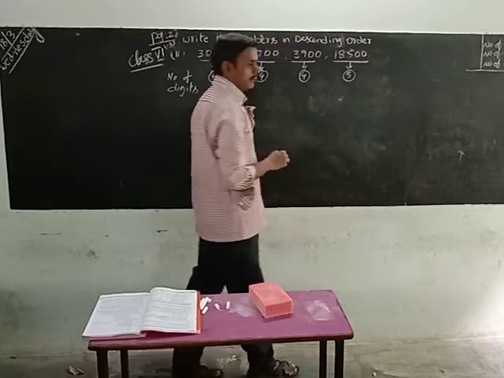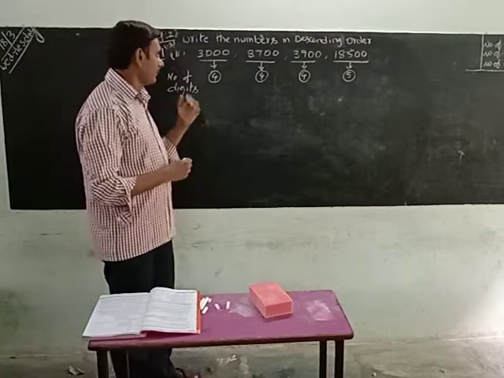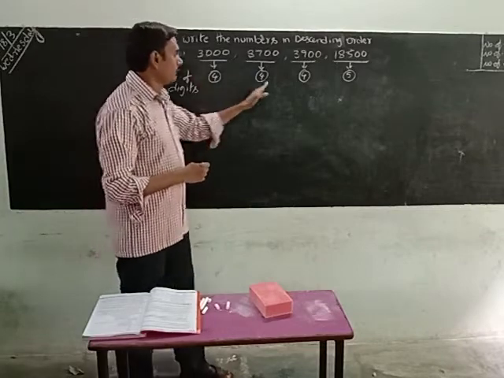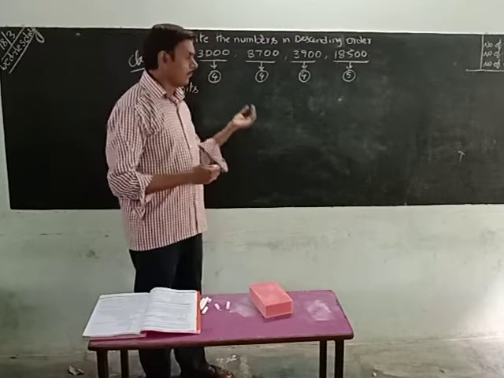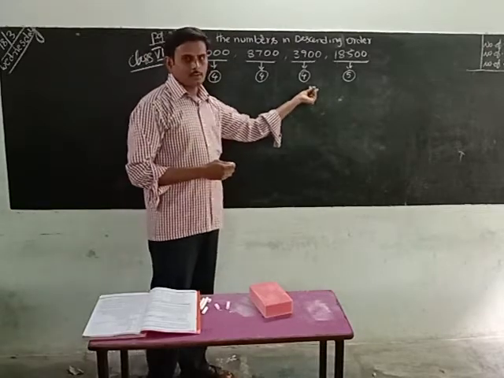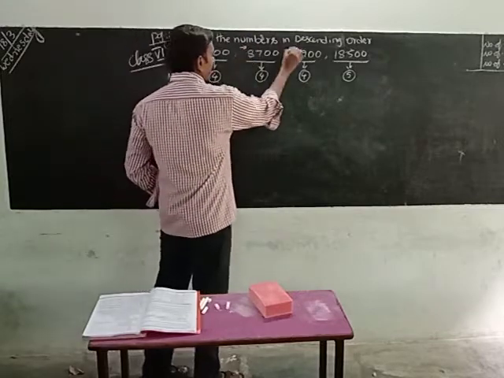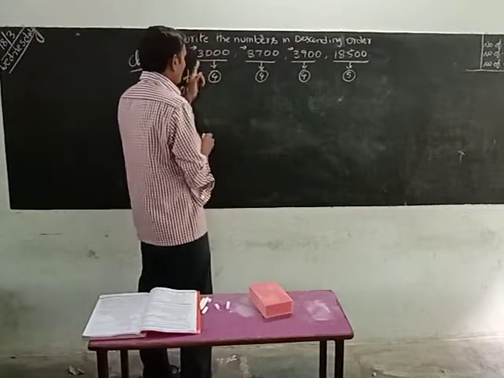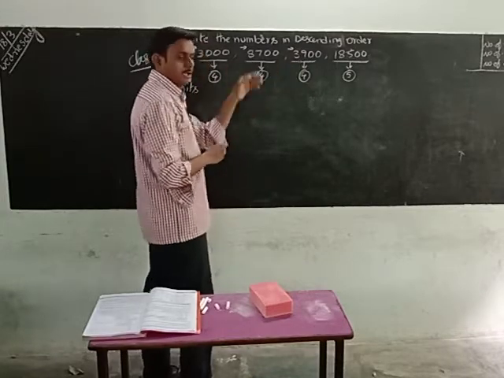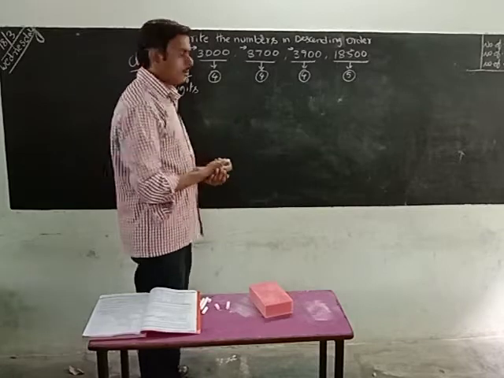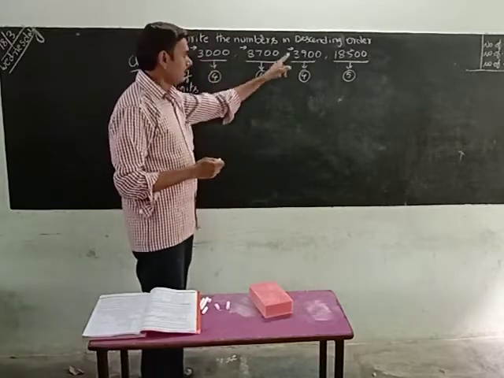Now I want to identify the order of the numbers. Here we have 4, 4, 4, 5 digits. Which is the smaller? The 4-digit number is smaller. How many 4-digit numbers are here? 3 numbers are there. Then we can compare from the left side onwards. What is the first digit here? 3, 8, 3. Which is the smaller? 3 is the smaller. Two numbers have 3 as the first digit.